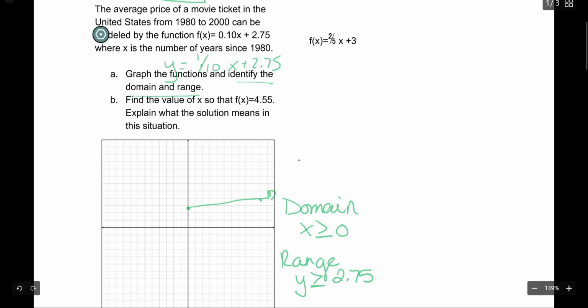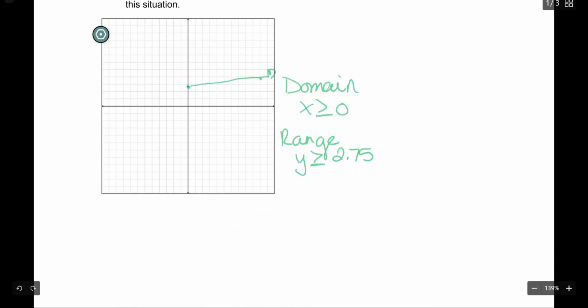Okay, we're going to find the value of x so that f of x is equal to 4.55. So that means 4.55 is equal to 1/10 x plus 2.75. Okay, just solve your equation. So subtract 2.75 because it was adding. Okay, 5 minus 5 is 0. We can't subtract 7 from 5, so we borrow. 15 minus 7 is 8. Bring down our decimal. 3 minus 2 is 1, is equal to 1/10 x.